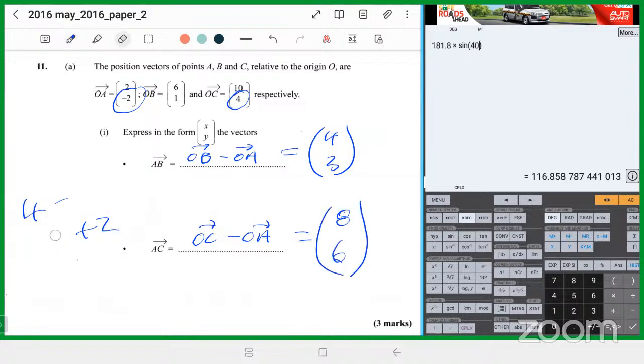Now, before I go any further, I can see that these two are parallel. Because this one is twice this one. If I multiply that one by 2, I get this one. So I know that they are parallel. And they also have a common point. And so they're actually collinear. You can see that already.